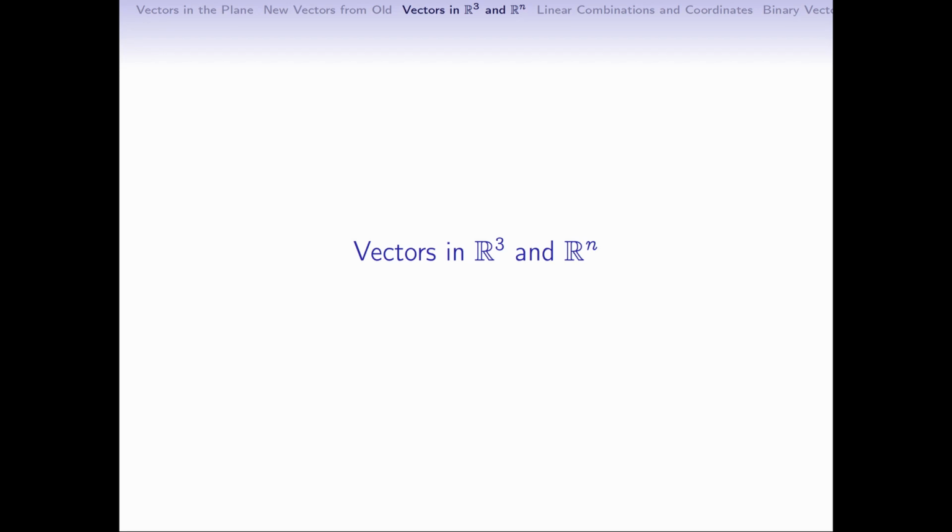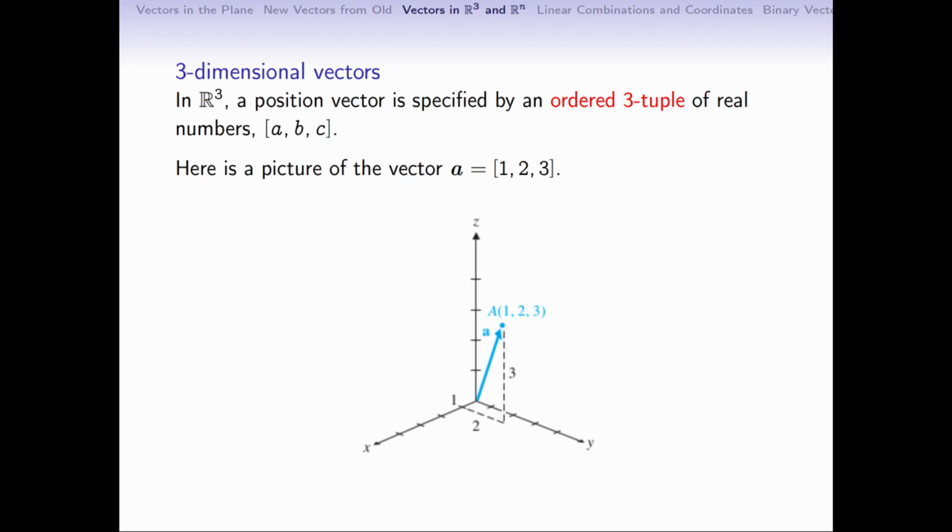Now, what we lose as we move up into higher dimensions is the ability to picture things geometrically. So as we make this move out of 2 dimensions, let's think first about 3-dimensional space. In R3, a position vector is specified by an ordered 3-tuple of real numbers, let's say a, b, and c. And so, for example, here is a picture of the vector A with components 1, 2, and 3. We can imagine moving one unit in the x direction, 2 units in the y direction, and then 3 units in the z direction.